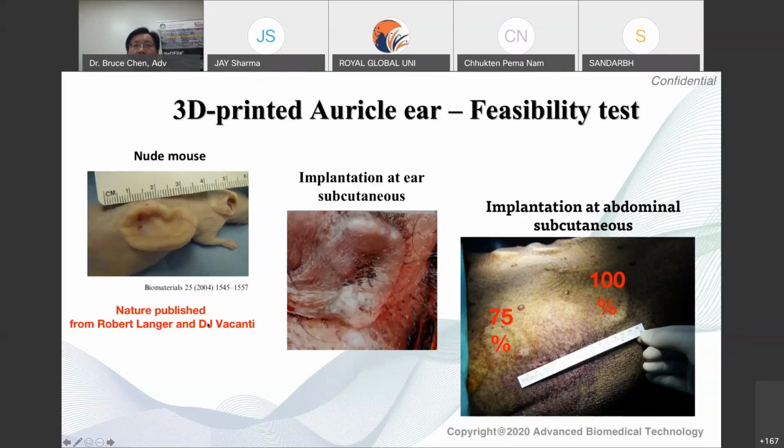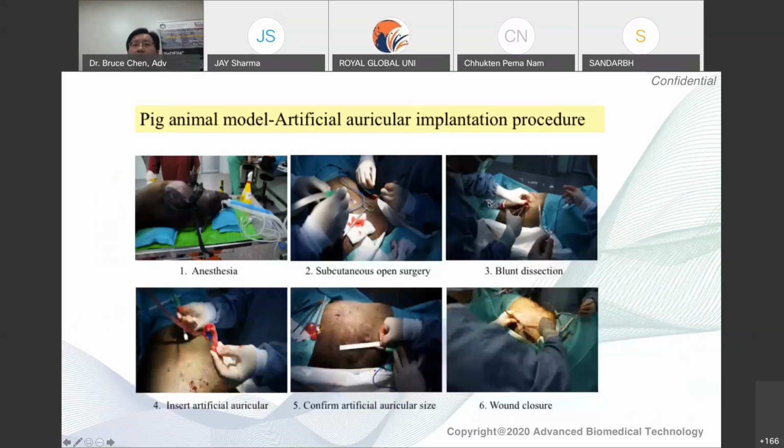So it's a very interesting comparison. On the right side, you know that in 1999, the Nature group published the first auricular construct in a nude mouse. It's a human ear grown in the nude mouse, by tissue regeneration researchers Robert Langer and Joseph Vacanti. And we try to rebuild such interesting studies. So we embedded the auricular ear subcutaneously, into the abdominal subcutaneous. And you can see in our procedure, we use a pig model to evaluate the real auricular ear for long-term implantation, as in our plastic surgery protocol.